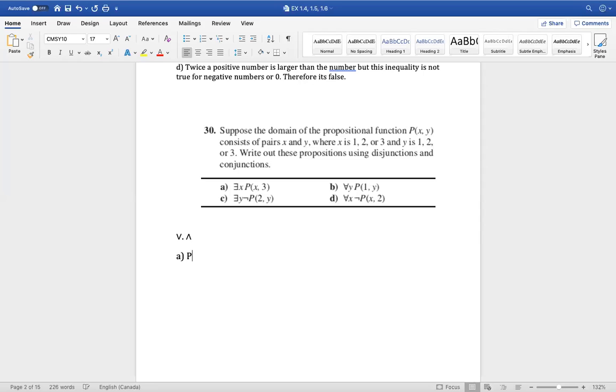For example, we can say there exists an x. We can take x as 1, so this will be P(1, 3), or we can take x as 2, because x can be 1, 2, or 3, P(2, 3), or we can say x can be 3, P(3, 3).